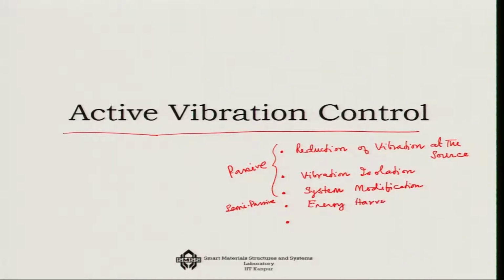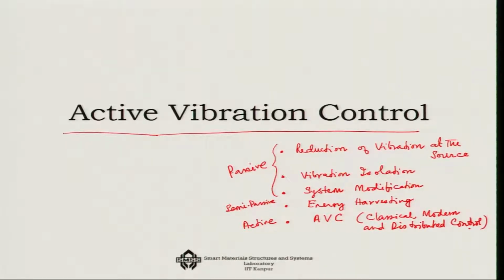I am going to talk about a little bit more details on this technique towards the very end of the course again, that is semi passive, and finally the active one, in which today we will talk about the active vibration control. We simply call it AVC, using different types of classical, modern and distributed control technology. So, this is what we would like to discuss in this phase of the course.